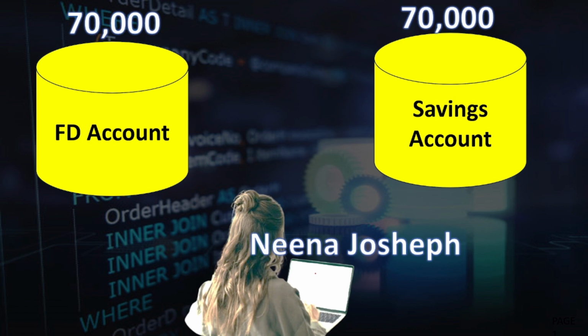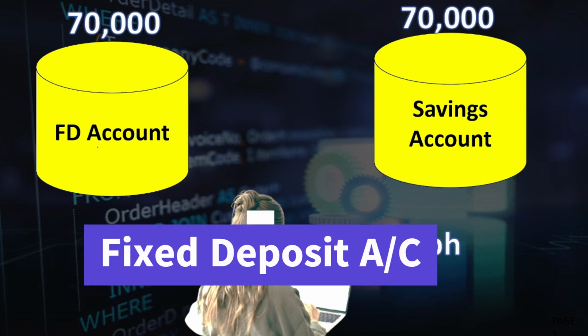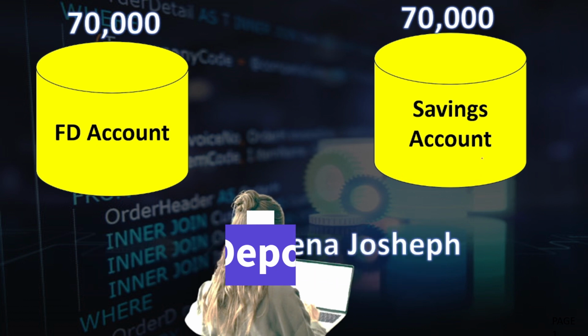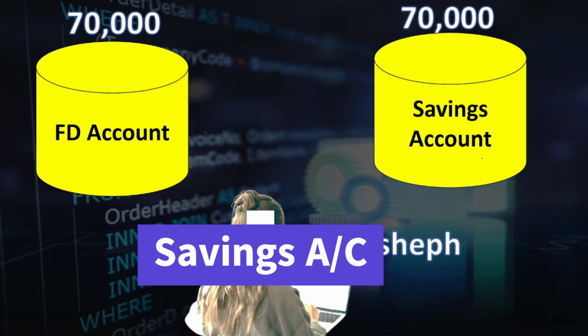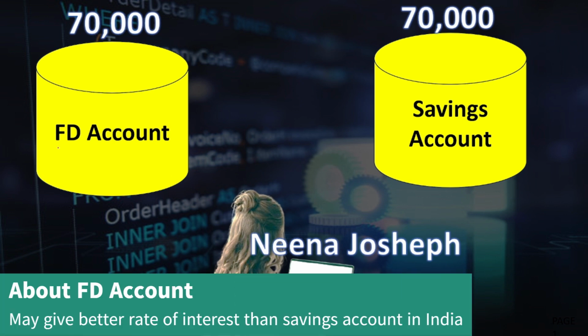There is a customer called Nina Joseph. She has an account in some bank. She has two types of account. One is an FD, that is called a fixed deposit account, and the other is her savings account in the same bank. For our information, somebody can park money in an FD account for better interest results in India. So that's where she has parked some amount in her FD account.